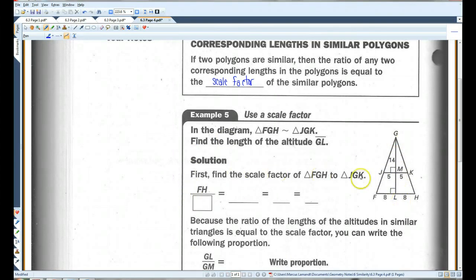First, let's find the scale factor of these two triangles. FH has to correspond with JK. We know that FH is 8 plus 8, which is 16. JK is 5 plus 5, which is 10. Okay? If I simplify this, I'm going to get 8 over 5. I'm not sure why we don't need a third thing.